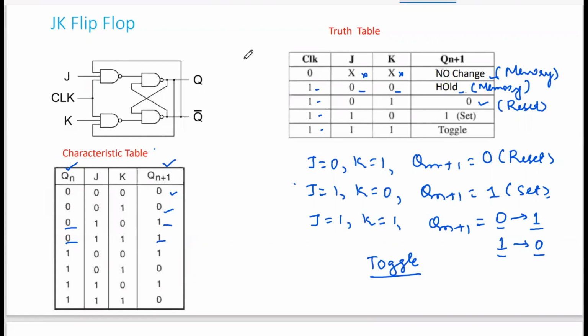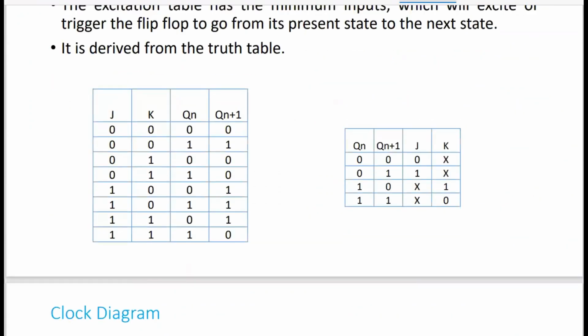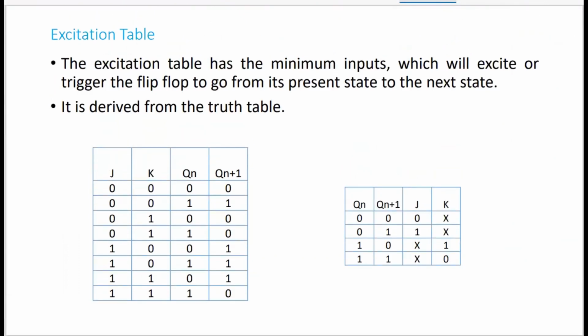Now the next important point as far as any flip-flop is concerned is your excitation table. So first, the definition of the excitation table. What is an excitation table? An excitation table can be defined as the minimum number of inputs which will excite or trigger the flip-flop to go from its present state to the next state. So as you know, your flip-flop has an output, Q. So Q can have two states, either 0 or 1. So suppose this is your first state 0 and this is going to be your next state, that is 1.